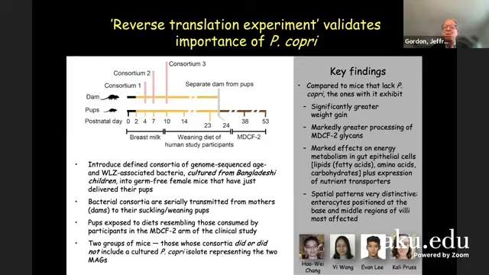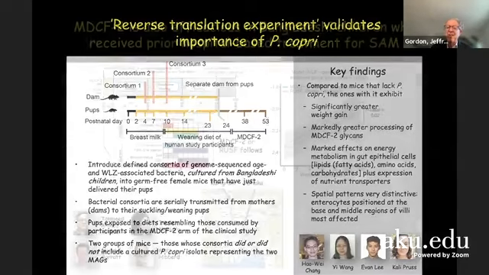Mice that lacked P. copri had impaired growth. That is to say, mice that had P. copri had significantly greater weight gain. They were more adept at processing MDCF glycans, and there were profound effects when P. copri was present on energy metabolism in gut epithelial cells. Interestingly enough, the spatial patterns of change in epithelial gene expression and metabolism were very distinctive, confined largely to enterocytes positioned at the base and middle regions of villi.